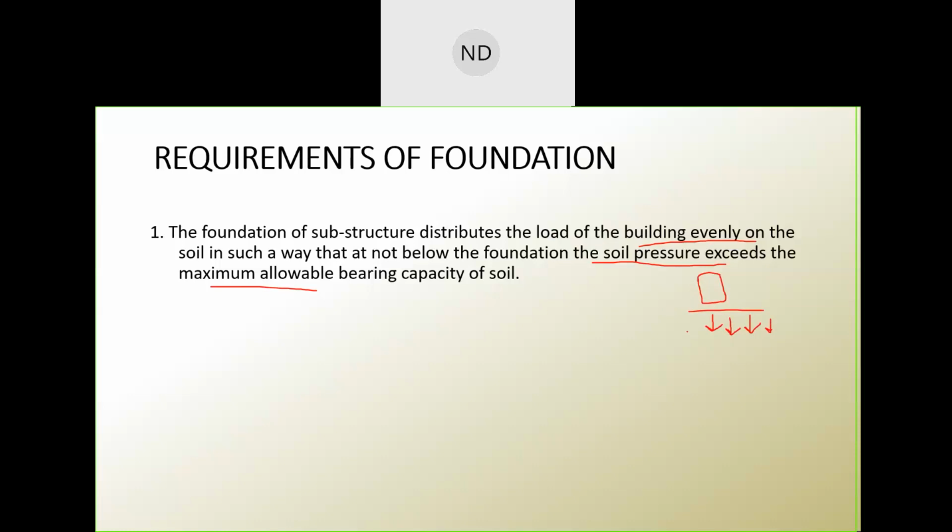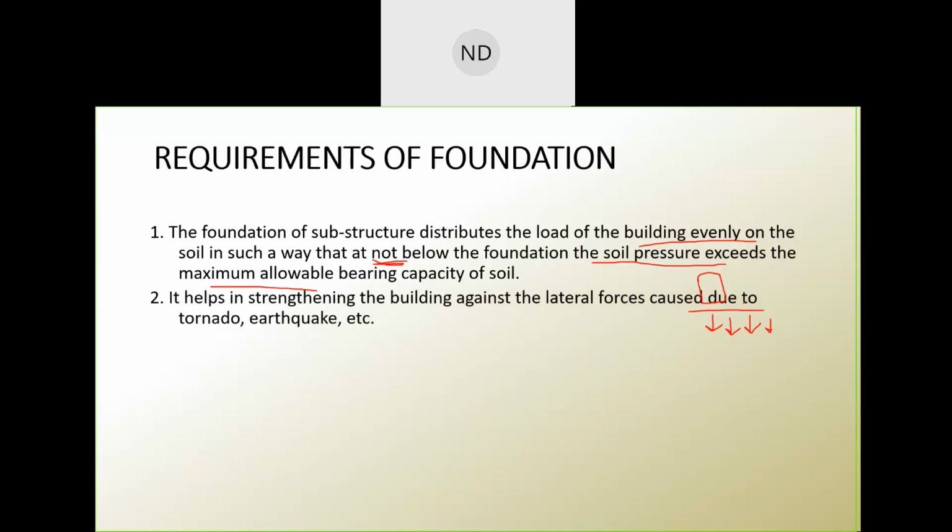Okay, that means not below. It is written not, that means your bearing capacity must be greater, such that it can take all the loads which are above the substructure. Also, another point about the requirements of foundation is what? That it will help in strengthening the building against the lateral forces caused due to tornado.